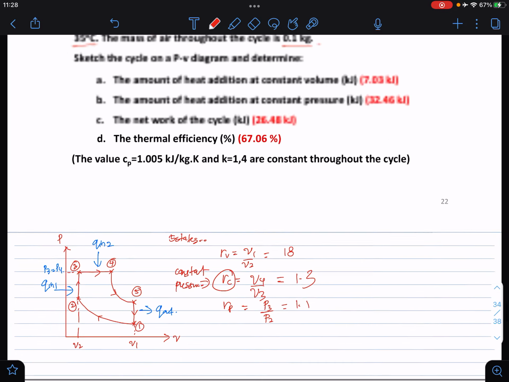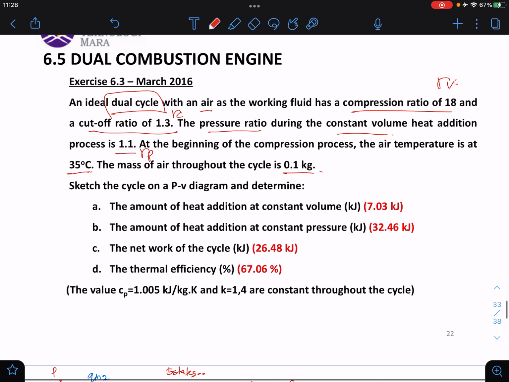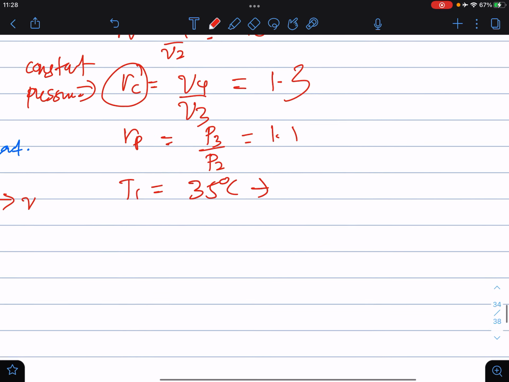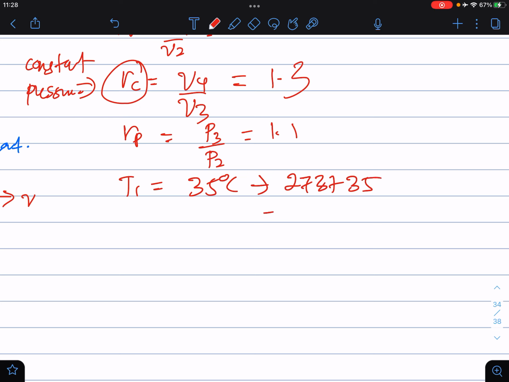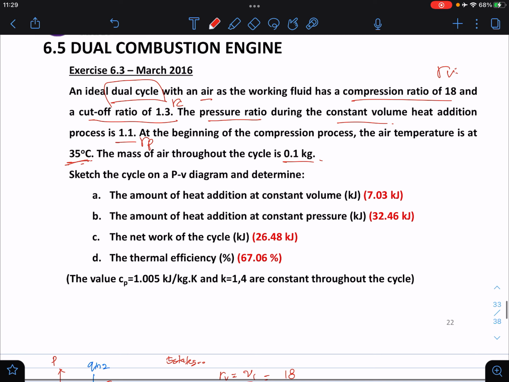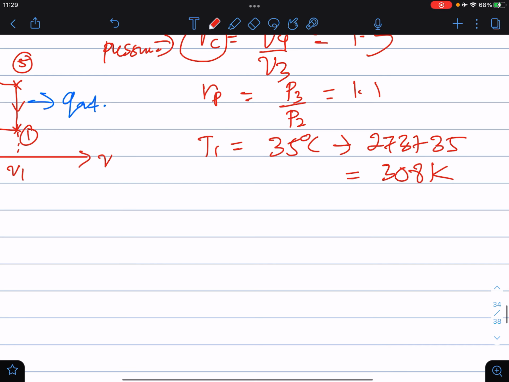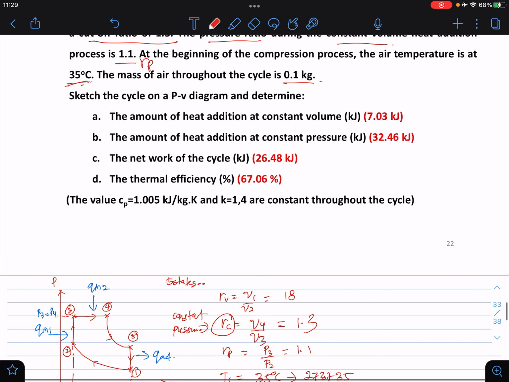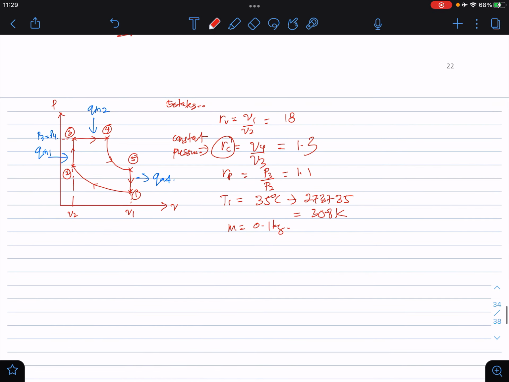Okay, now let's look at the other information. At the beginning of the compression process, the air temperature is 35, so this is your T1, given as 35 degrees Celsius, then we need to convert it into Kelvin: 273 plus 35 equals 308 Kelvin. Another piece of information: the mass of air throughout the cycle is 0.1, m equals 0.1 kg. Then do we have any other information? No. Alright. So given Cp and given K, you can find the values of Cv and also R easily.